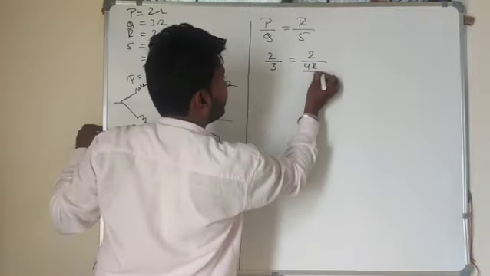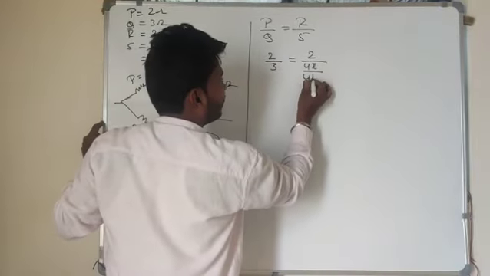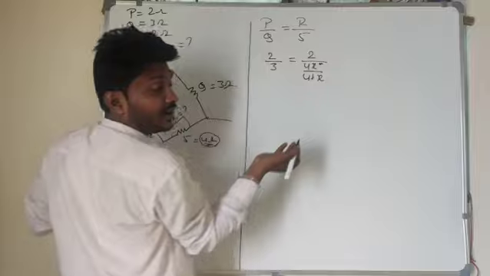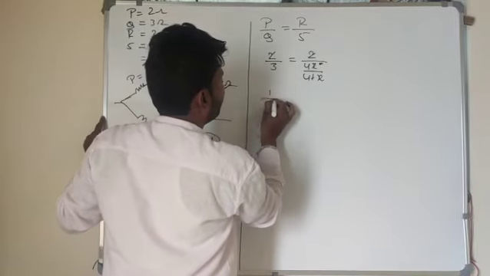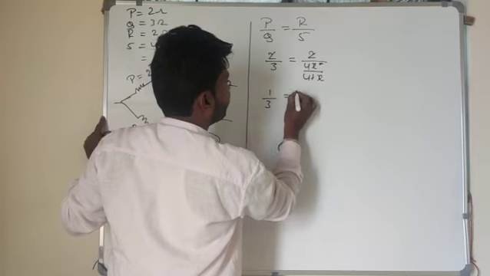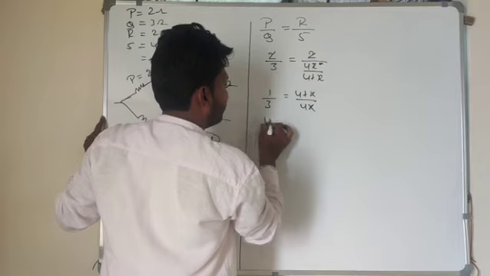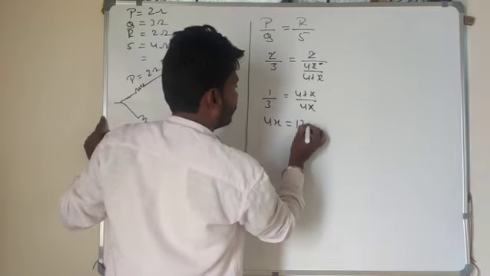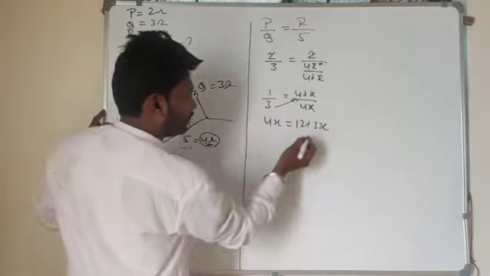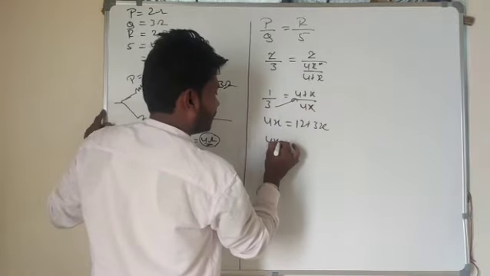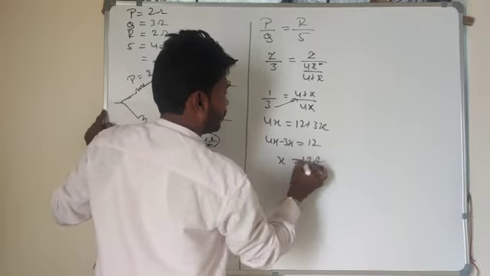Shall I take this one? R parallel is equal to R1 into R2 divided by R1 plus R2, that is 4X divided by 4 plus X. Let me find the value of X here. So look here. 1 by 3 is equal to 4 plus X divided by 4X. So 4X is equal to 12 plus 3X. I make a cross multiplication here. 4X minus 3X is equal to 12. X is equal to 12 ohm.